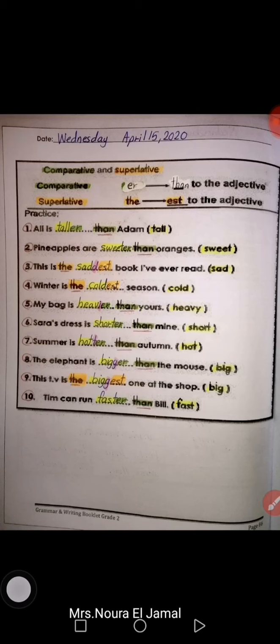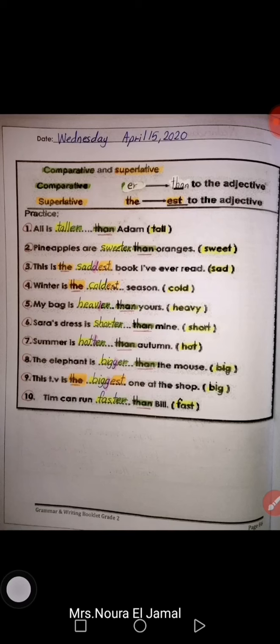Number 5, my bag is heavier than yours. So if you find than, it means that it's a comparative adjective. If you find the, it means that it's a superlative adjective. Number 6, Sarah's dress is shorter than. Number 7, summer is hotter than autumn. Number 8, the elephant is bigger than the mouse. Number 9, this TV is the biggest one.